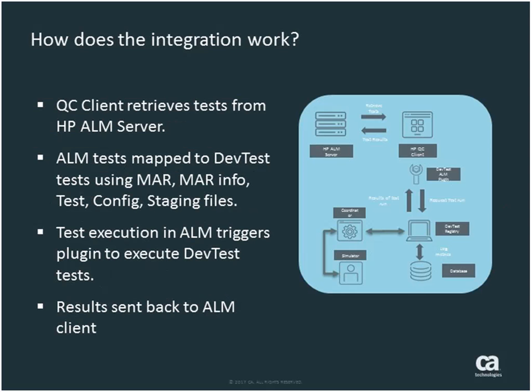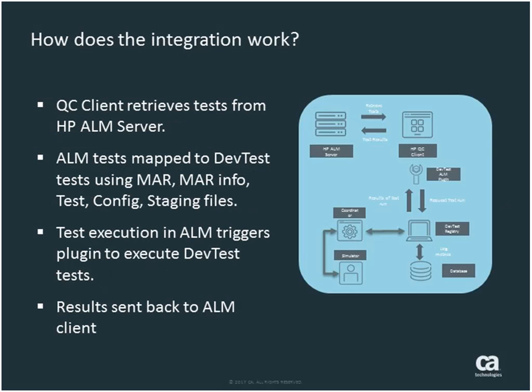So what happens is the QC client retrieves the test from the ALM server. The ALM server is where all of the tests are stored. Now these ALM tests are in turn mapped into DevTest tests. So how do you map these?